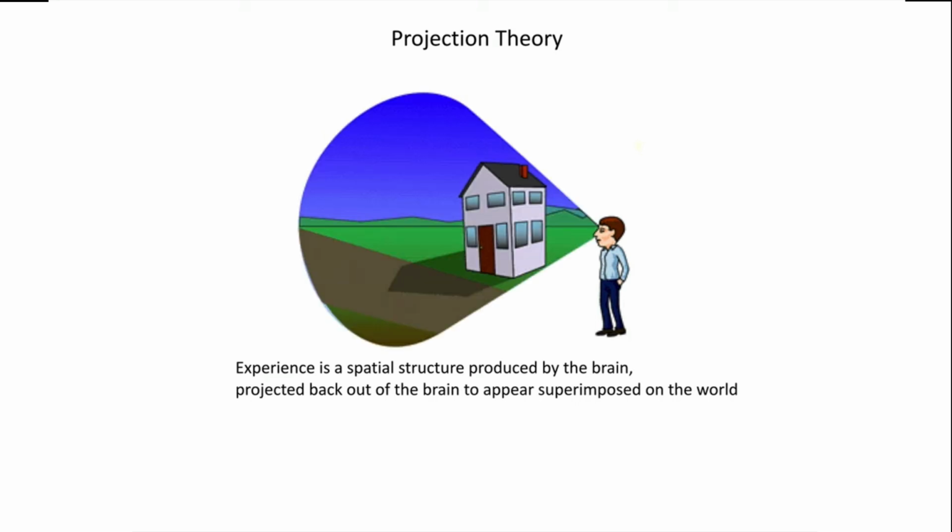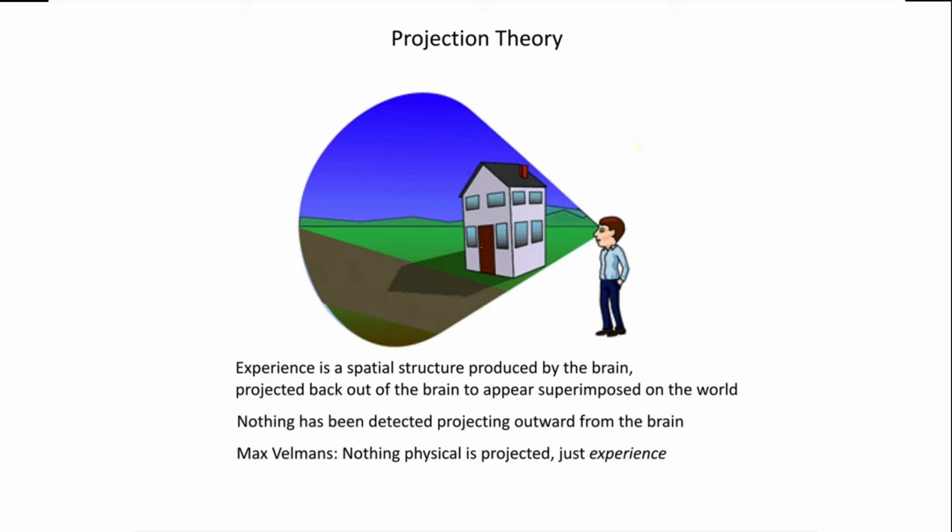For example, some people believe in projection theory, that experience is a spatial structure produced by the brain, but is projected out of the brain again to appear superimposed on the world. The problem with this theory is that nothing has been detected projecting outward from the brain.